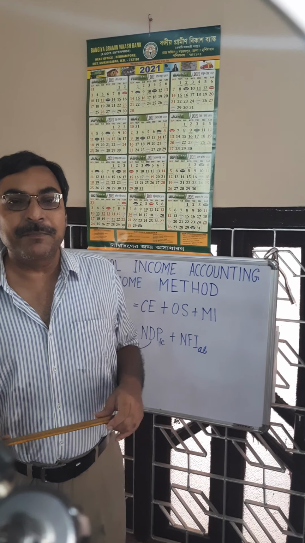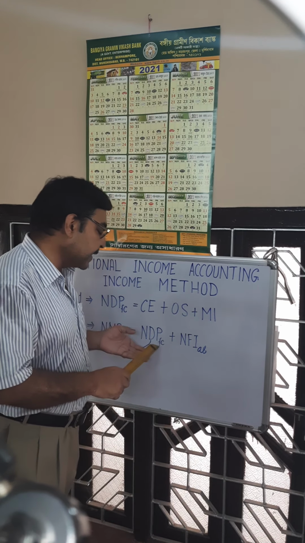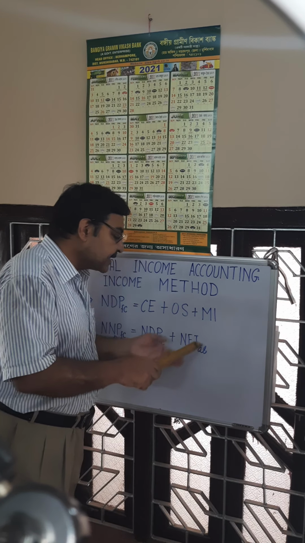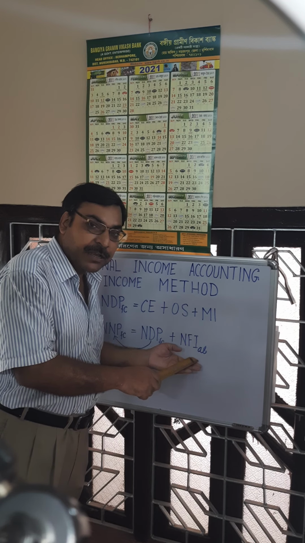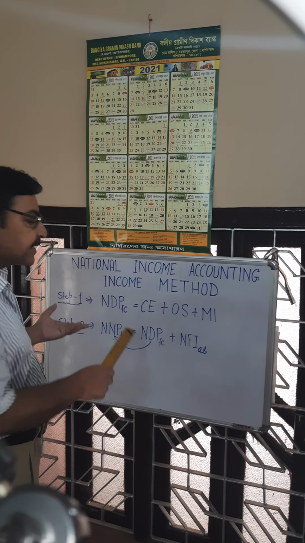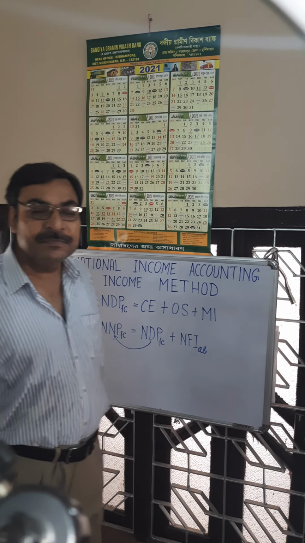Our factors are earning from the foreign sector, factor income from abroad. Similarly, foreign factors are earning here and we are making payment for that, factor income to abroad. The difference between these two is net factor income from abroad. So in the first step you get domestic income. In the second step you just add net factor income from abroad. You get national income. In this way we calculate national income by the income method.